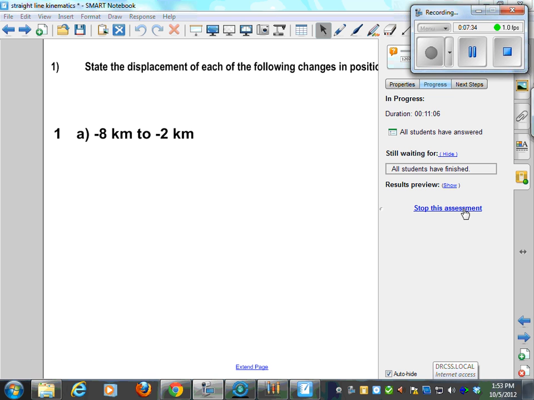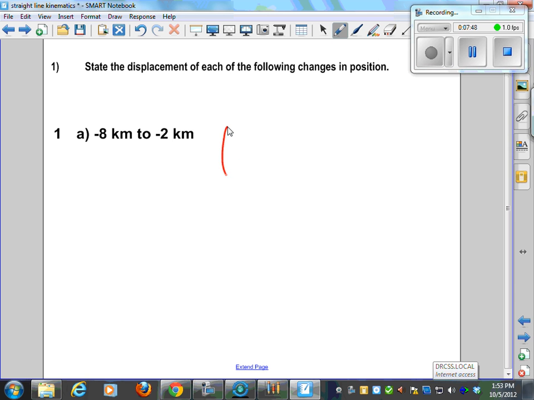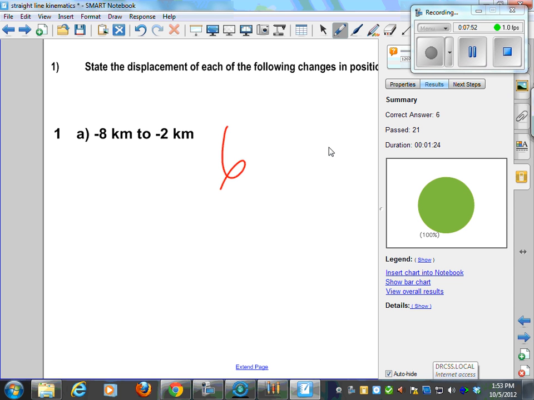Alright, let's see how we did. So, from minus 8 to minus 2, 100%. The answer is 6. I don't know what 100% right, it says. My grade 12s were telling me that last year we were doing one of these, and I got all excited because it was 100%, and then we realized that it was 100% wrong.